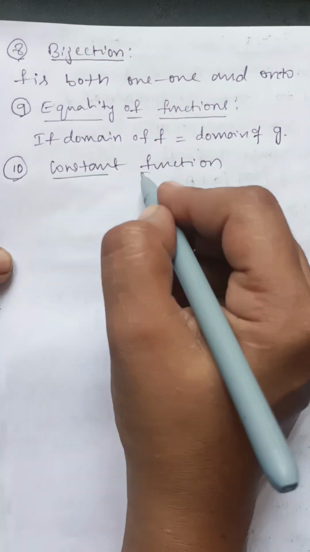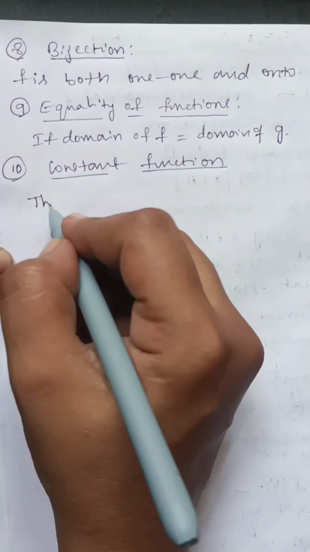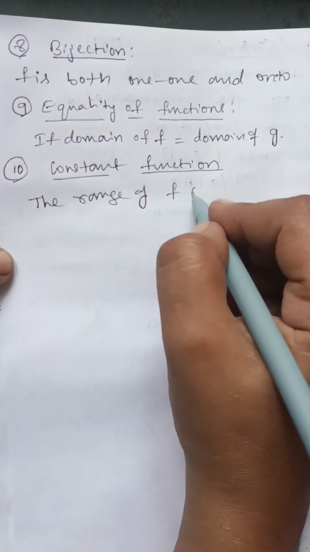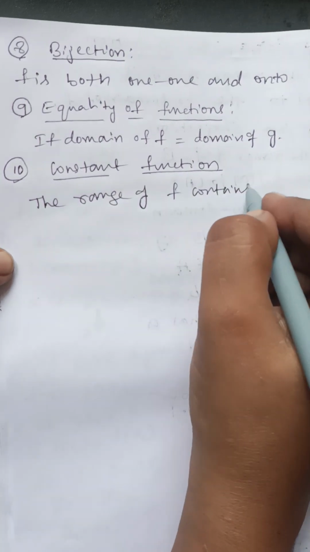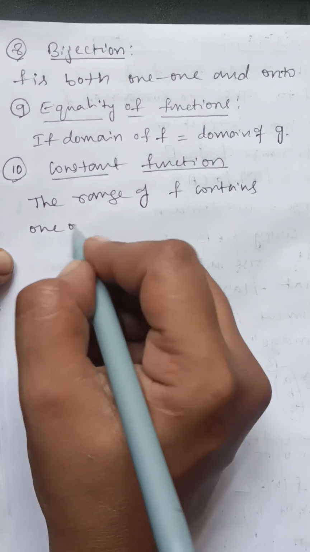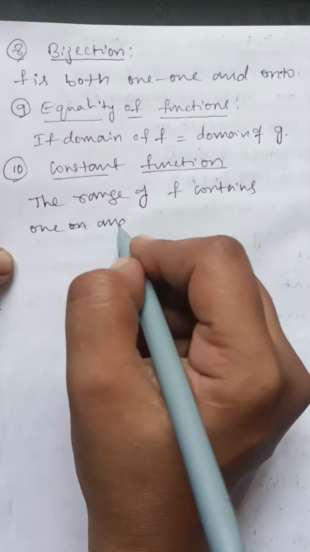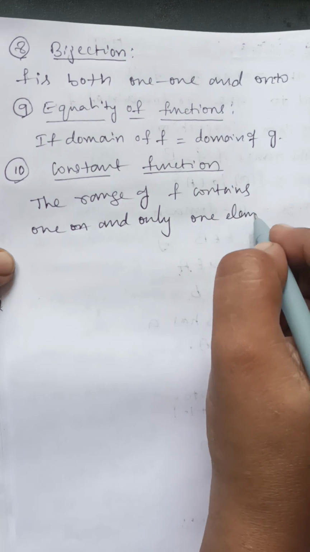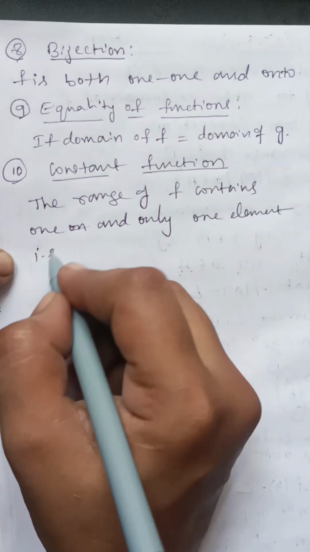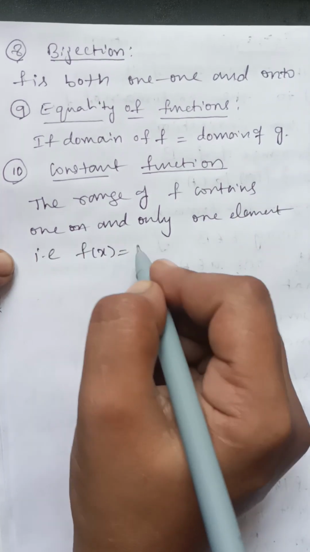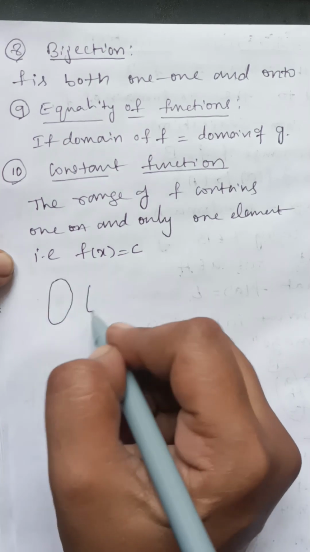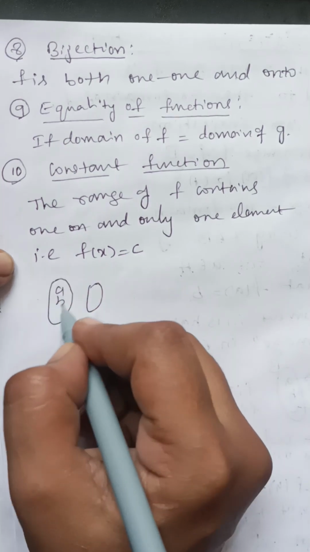Next one, constant function. The range of f contains one and only one element, that is f of x equals c.